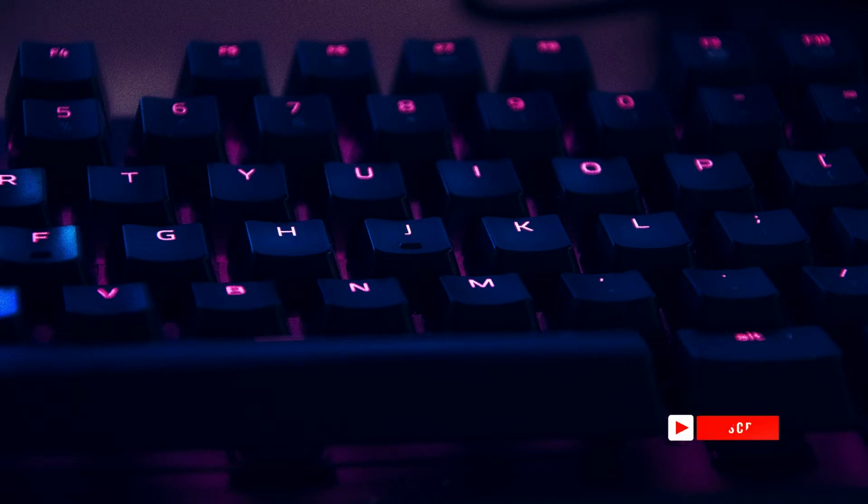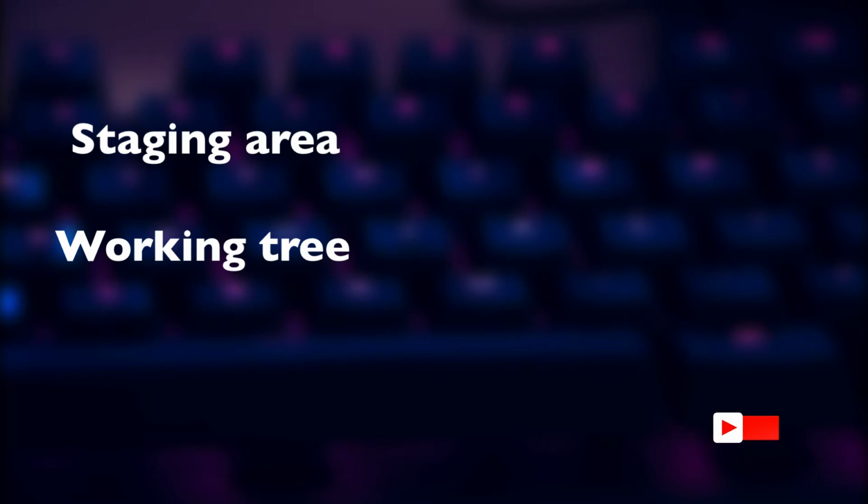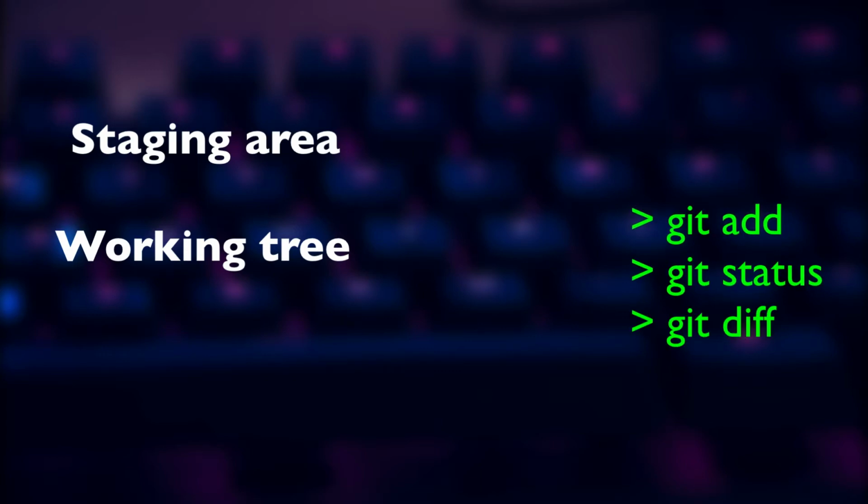Hello beautiful people. In this video we're going to talk about the staging area and the working tree in Git. What's the staging area? Why do we need it? What's the working tree? We're going to answer all of them and talk about commands like git add, status, diff, clean, and all the common commands that you may use in your daily work to work between the staging area and the working tree.